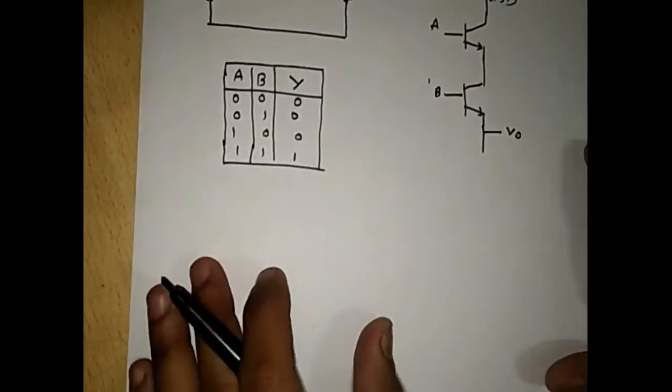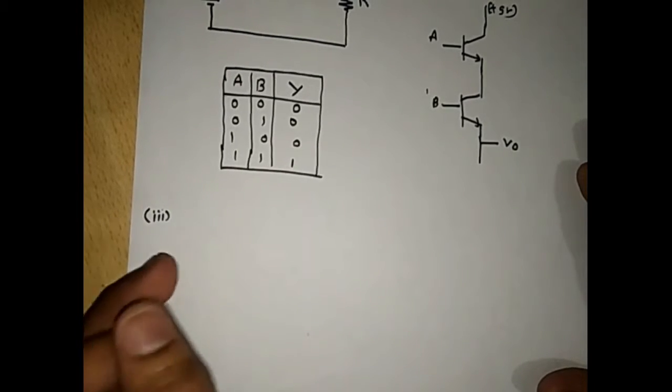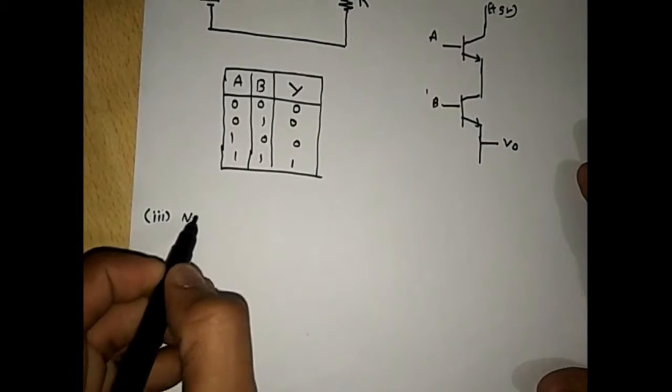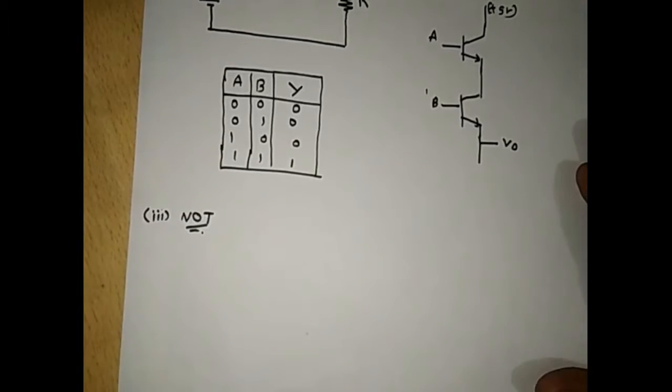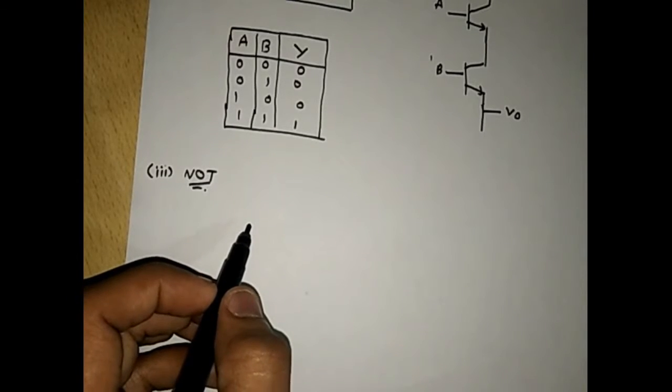Now we will discuss the third basic gate, and the third basic gate is the NOT gate. In the NOT gate, this will invert the input. Meaning if the input is 0, it will give the output 1, and if the input is 1, it will give the output 0.